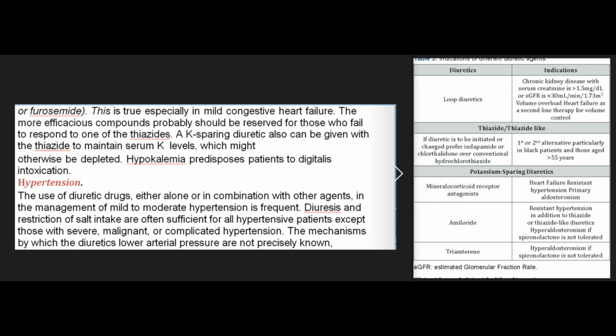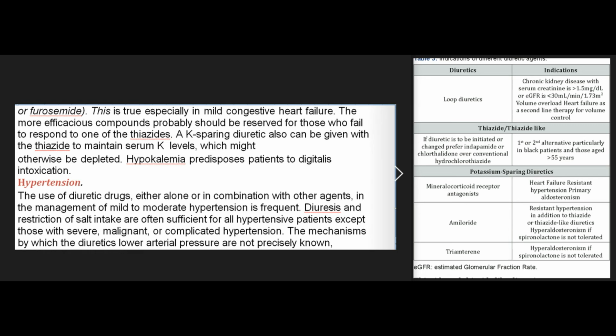Hypertension. The use of diuretic drugs, either alone or in combination with other agents, in the management of mild to moderate hypertension is frequent. Diuresis and restriction of salt intake are often sufficient for all hypertensive patients except those with severe, malignant, or complicated hypertension.